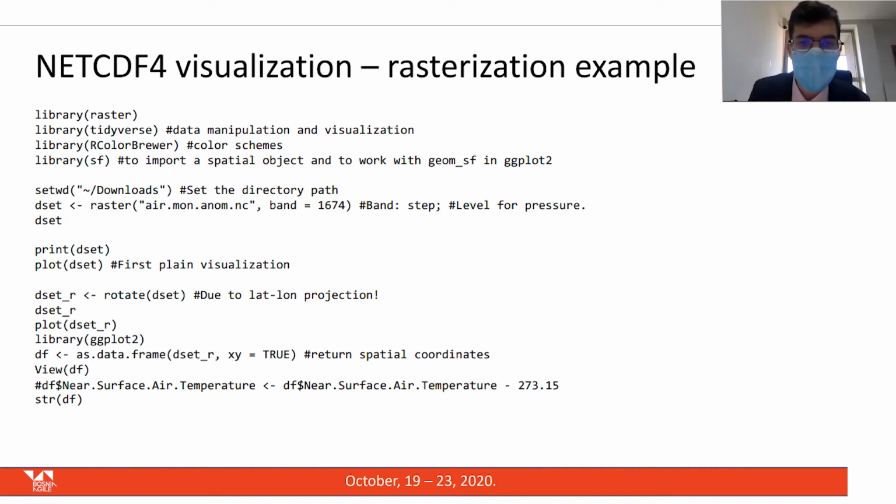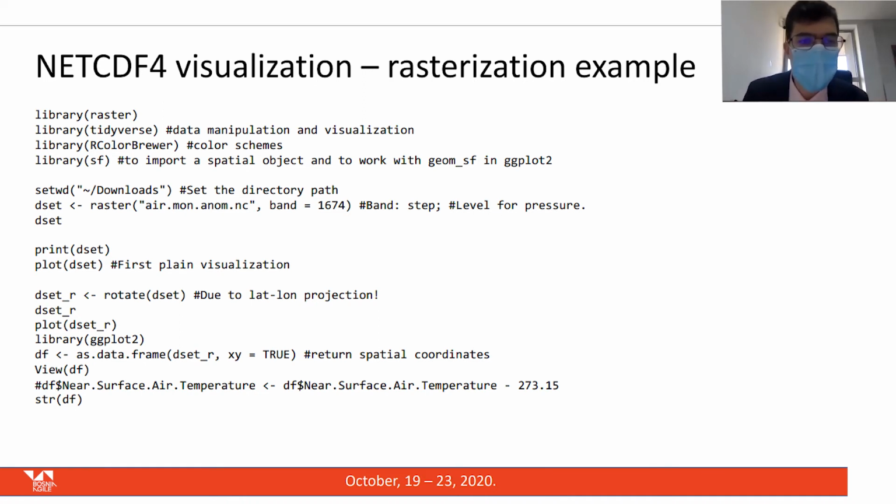As you can see, this NC extension is basically for a netCDF4 file. And we also have a band, and the band is 1674. So the band was the step, and this was the day that I wanted to visualize. I didn't put the level here because I was focused on temperatures. First I wanted to see how it would look, so I put the plot, and then I saw that I had the latitude on the x-axis and longitude on the y-axis, but I don't want that. I want to have it in reverse.